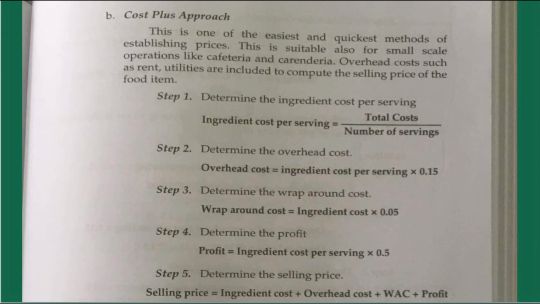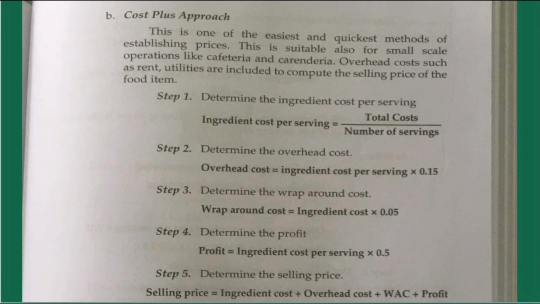Next, cost plus approach. This is one of the easiest and quickest methods of establishing price. This is suitable also for small-scale operations like cafeteria and carinderia. Overhead costs such as rent and utilities are included to compute the selling price of the food item. Step 1. Determine the ingredient cost per serving. Ingredient cost per serving equals total cost divided by number of servings. Step 2. Determine the overhead cost. Overhead cost equals ingredient cost per serving times 0.50.